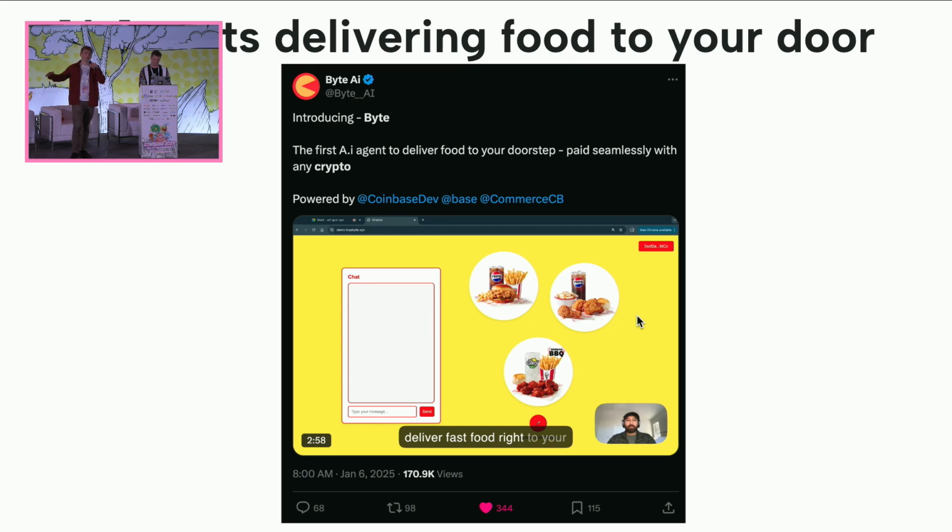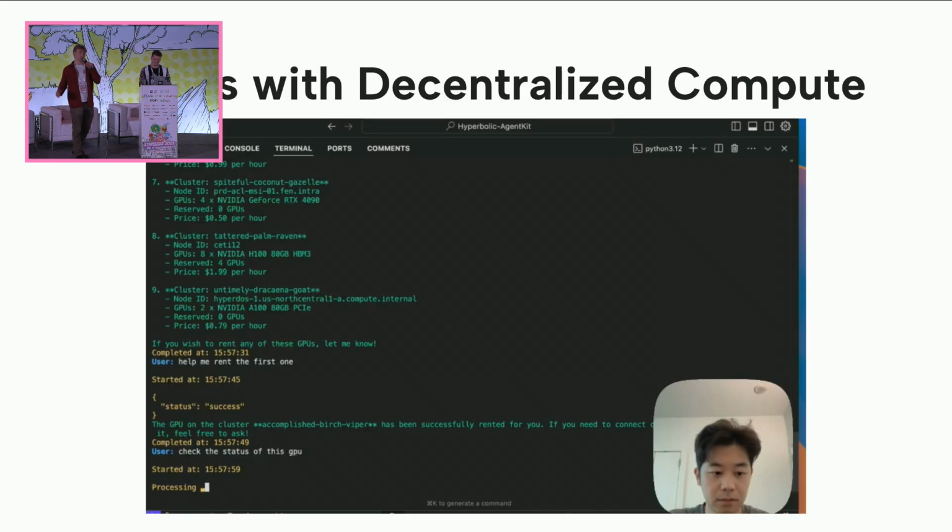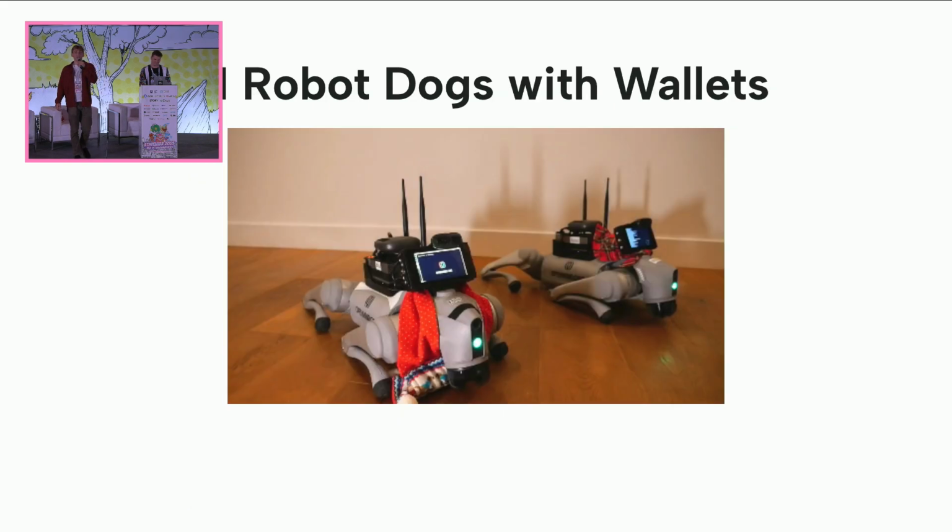And here are a couple of examples just to get you excited and inspired about what's going on. The first is this agentic food delivery that I mentioned. The next one is agents that have access to decentralized compute. So you can imagine creating a self-replicating agent or something along those lines. And then the last one is robot dogs. So I think there's a lot of interesting capabilities when you start to mesh with embedded robotics and AI.